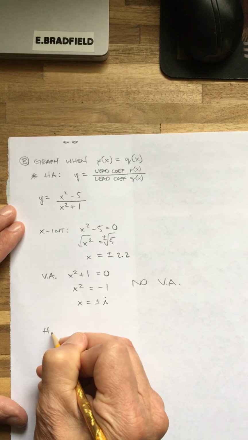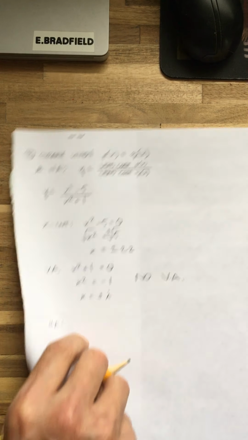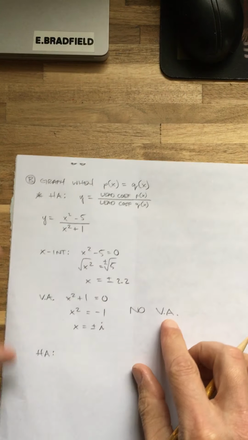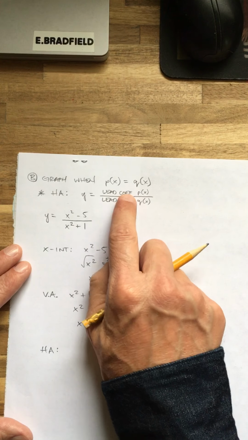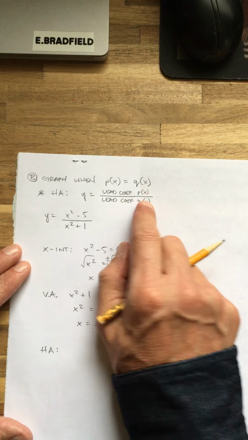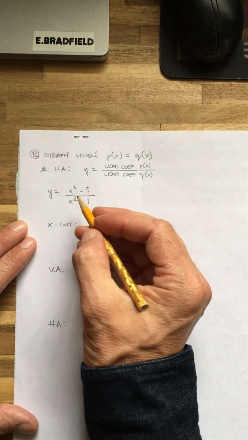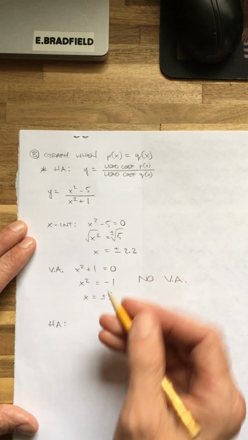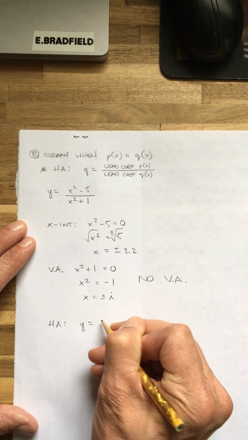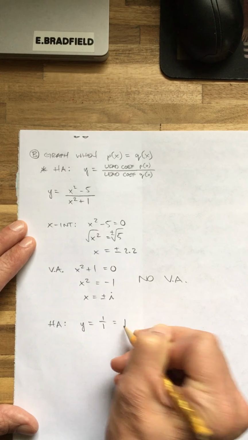And finally, the horizontal asymptote. Let's look back here. I wrote it right here. The horizontal asymptote is going to be the leading coefficient of p of x over the leading coefficient of q of x. So the leading coefficient here is 1 over 1, so the horizontal asymptote is y equals 1 over 1, which equals 1.